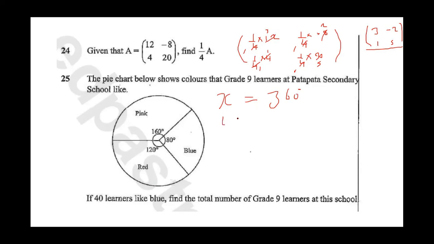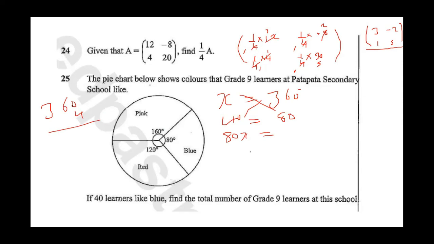Then here they've told us if 40 learners like blue. So we are going to say, okay, 40 learners, they like what? They like blue. And the blue has got an angle of 80 degrees. So you put the degrees on one side and the number of learners on the other side. So how many people were there altogether? If 40 were corresponding to 80, then x will correspond to what? So this is just multiplied by, so that we have 80 x there is equal to 360 times 40. So we can quickly multiply 360 multiplied by 4.